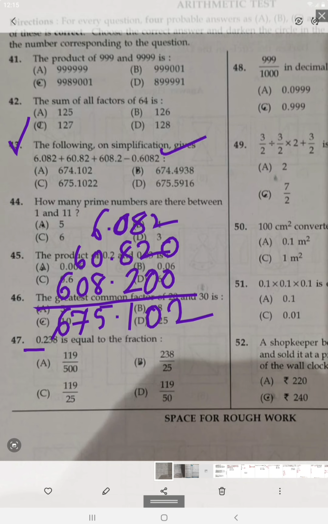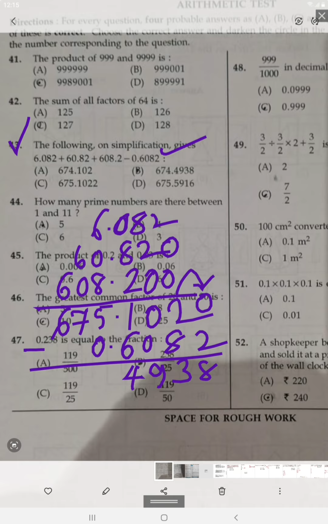So minus 0.6082. Here there is nothing, you just have to put 0. Borrow 1 here, and it will become 10 minus 2 is 8, and 11 minus 8 is 3, and here it is 9, and here 10 minus 6 is 4, and as we borrowed 1 here, that's why here it is 4 and 7 and 6. So 674.4938, that is B.